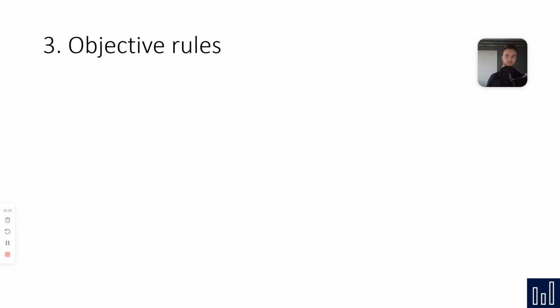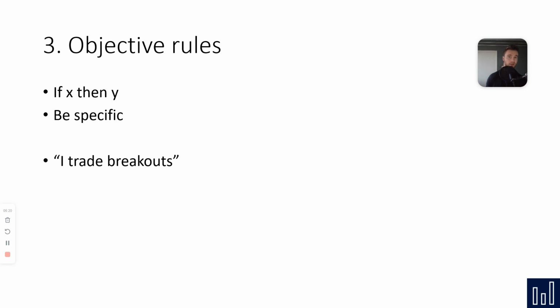And that brings me to number 3, which is going to be objective rules. If X, then Y. And be very, very specific. So for example, people will tell me, I trade breakouts. Like a breakout is completely different. If 10 people trade breakouts, every person is going to do a different type of breakout. So you need to be very specific.